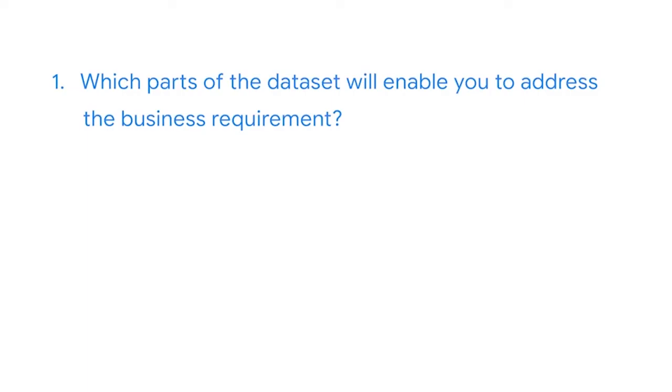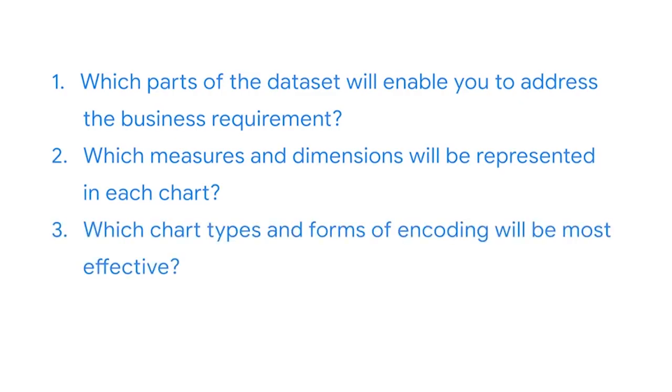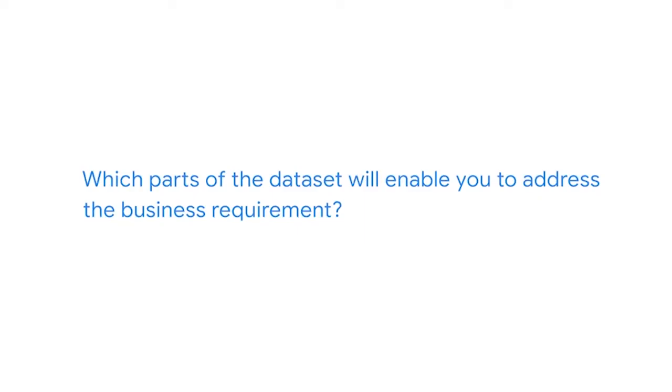Which parts of the dataset will enable you to address the business requirement? Which measures and dimensions will be represented in each chart? Which chart types and forms of encoding will be most effective? And how many charts are required? Here's an example. I recently worked on a project about Google Human Resources. The project goal was to better understand HR changes over time so processes could be optimized. For the first question, I chose to include data about active employees and turnover, team hierarchies, and recruitment in order to tell an insightful story.